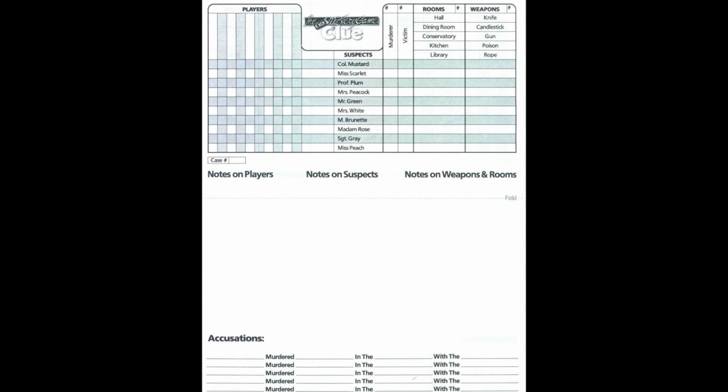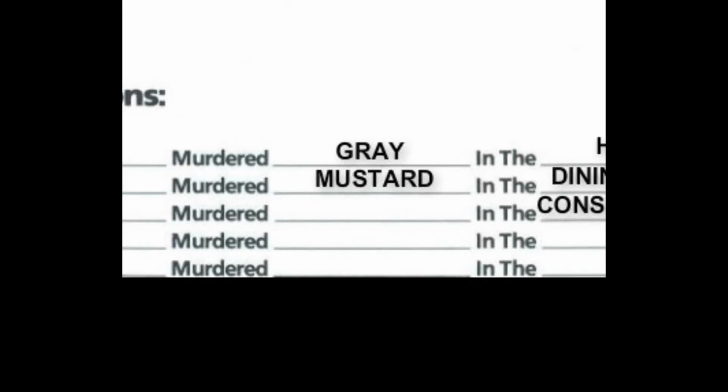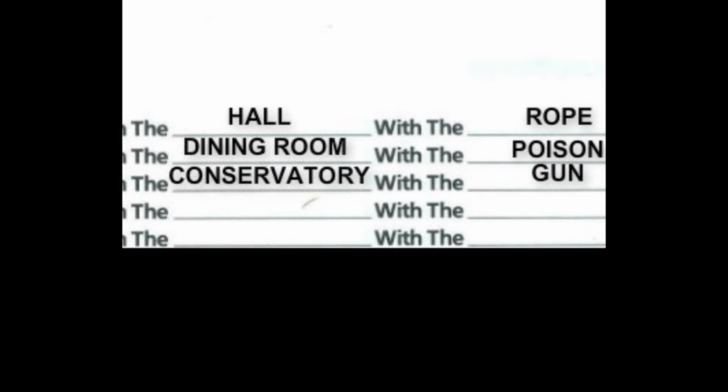But if I know that Madame Rose used the gun and the gun was used in the conservatory, Madame Rose killed somebody with the gun in the conservatory. I can enter that right here on the accusation. Now, who was it she bumped off?